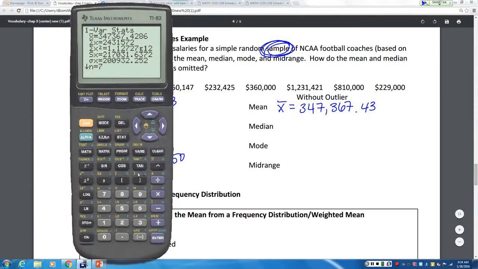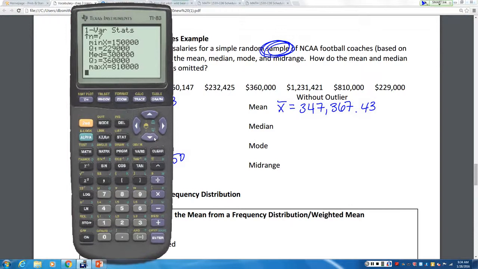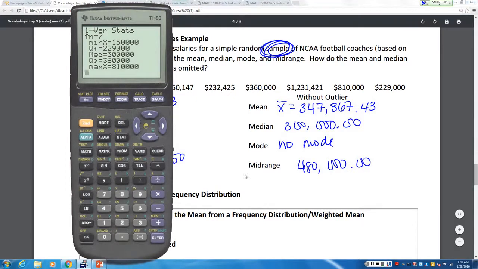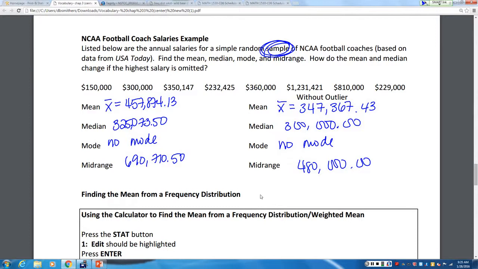So, okay, let me scroll down to my median. 300,000. Mode, there's still what? No mode. Mid-range: 408,000. All right. Is that okay? Well, that's all well and good if I had just one list of numbers given to me. What if I have a different kind of problem?